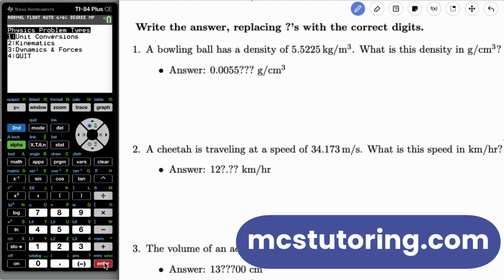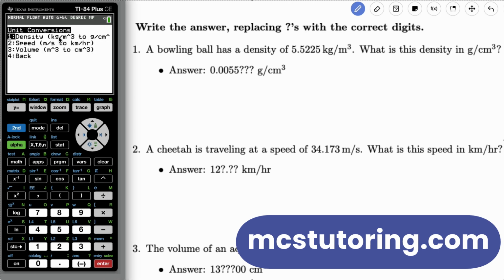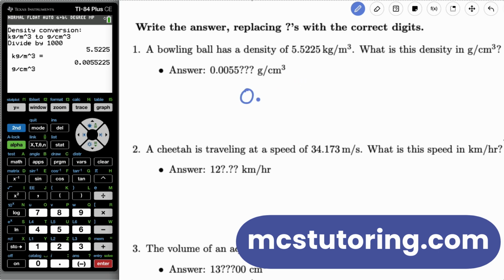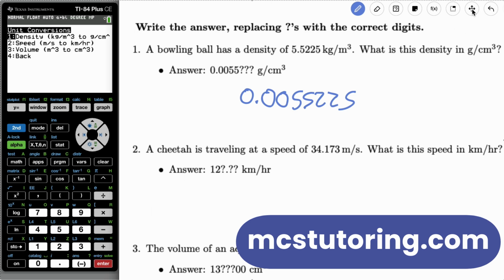So this is going to be unit conversion, and then this is density. It doesn't all fit here, but hey, this is kind of made on the fly. We do density conversion. And then the initial density, we want to make sure we enter this carefully. 5.5225. There we go. And then it looks like the answer is 0.0. Looks like they want three digits after the five. Oh, that's exactly how many we have, right? Okay, perfect. That one just worked out serendipitously.